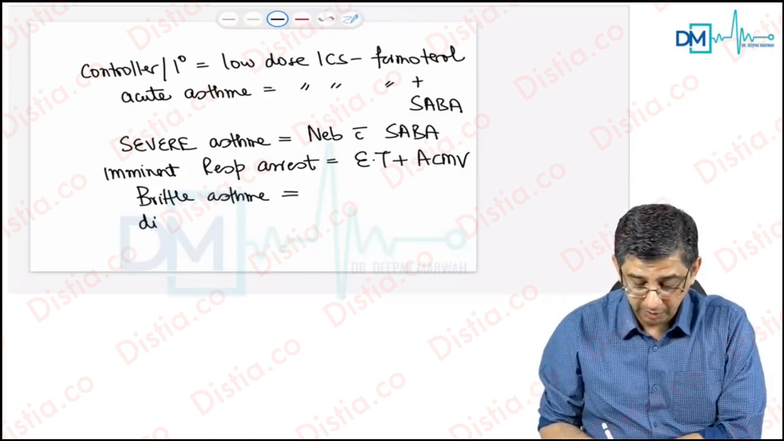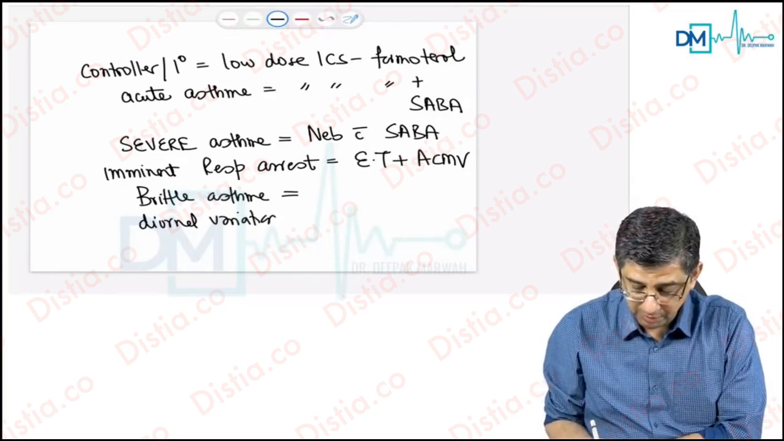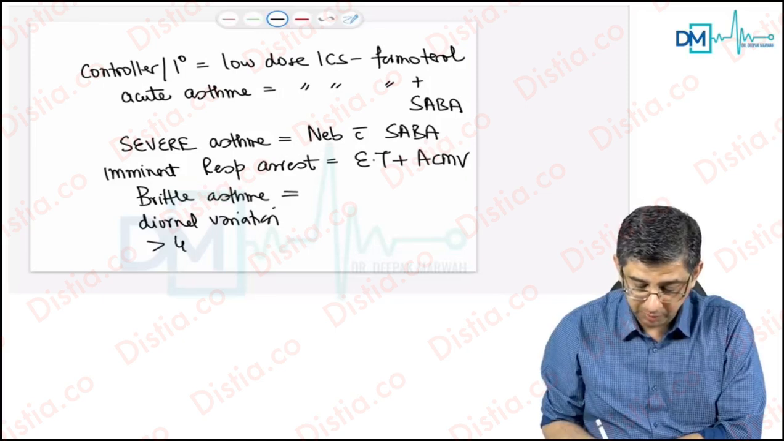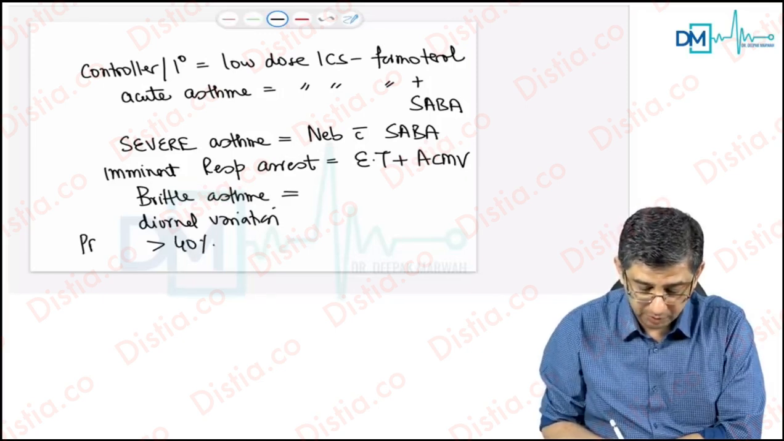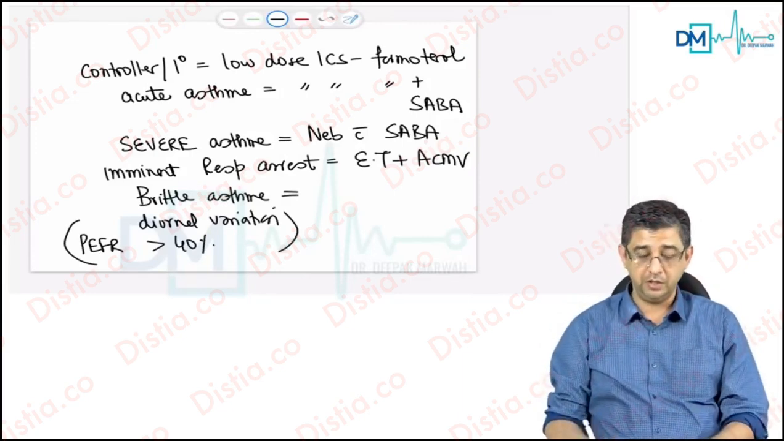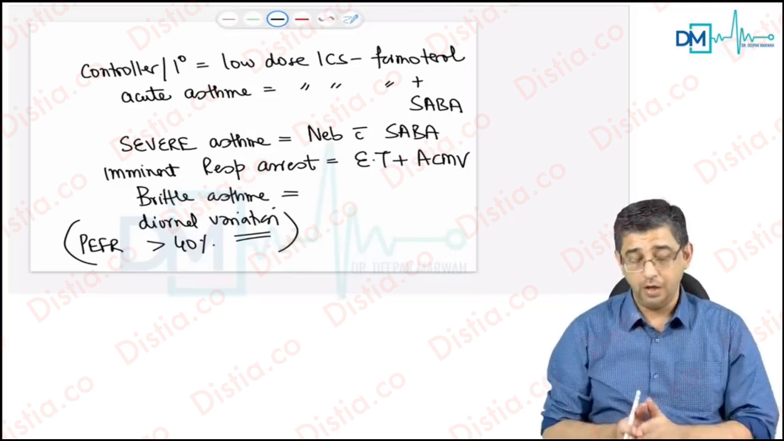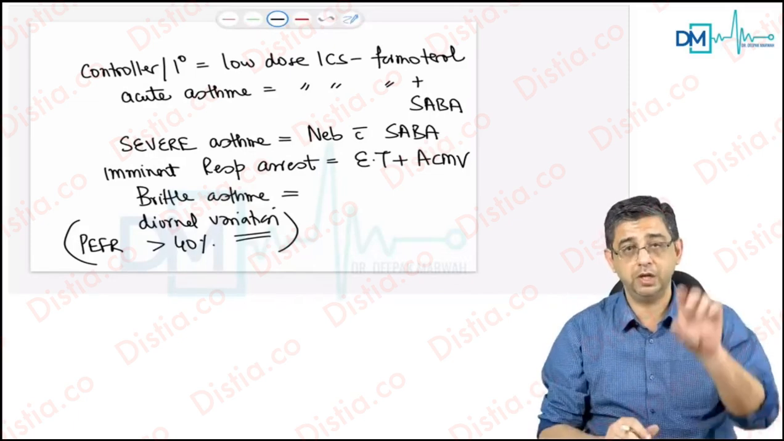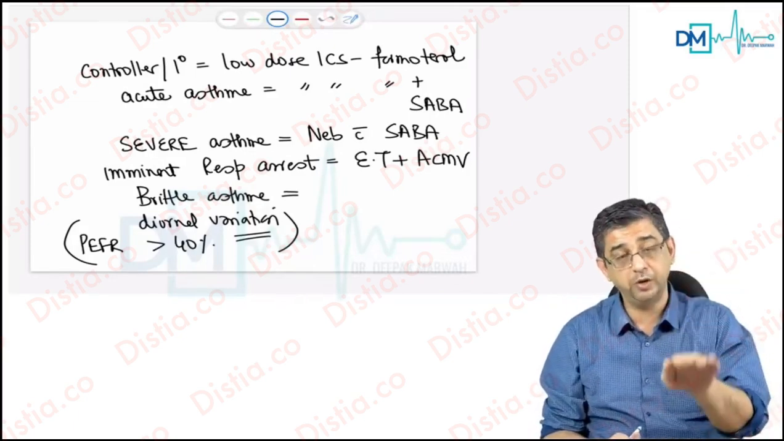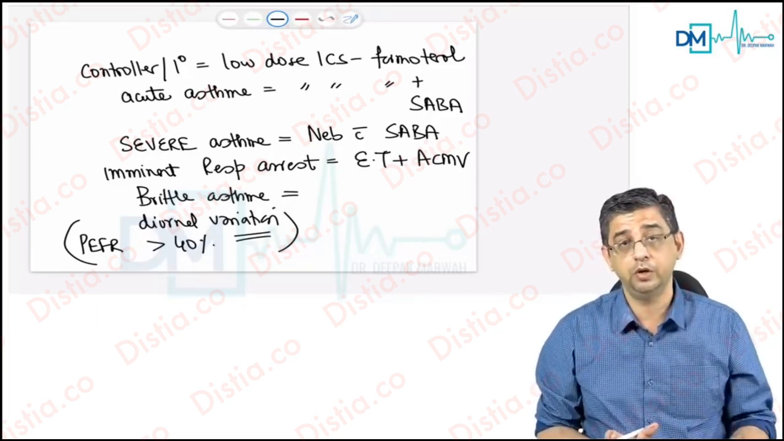In brittle asthma, the diurnal variation of peak expiratory flow rate can be as much as more than 40%. Remember, I taught you asthma will mainly have a nocturnal deterioration. I'm saying diurnal deterioration or variation can be more than 40%. Please appreciate this is not a 40% value. I'm saying that 40% fluctuation, whatever the maximum PEFR value, more than 40% can fall, and the person can be so sick that he will not be able to even talk.